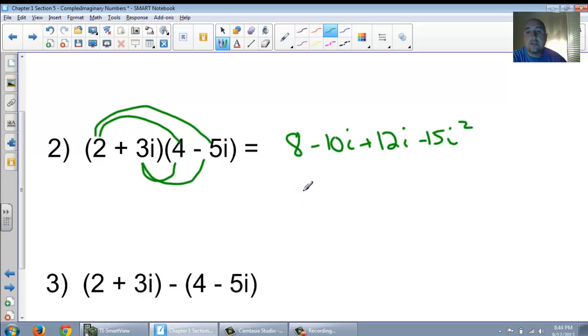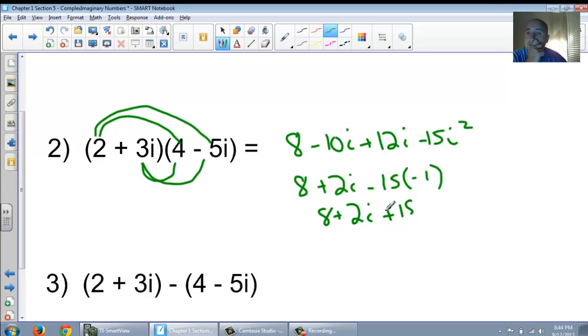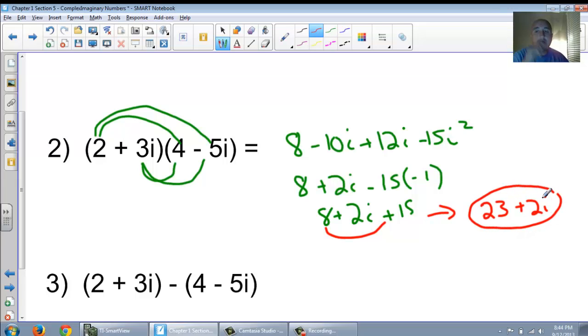Okay, so let's simplify. We have 8. Negative 10i plus 12i is 2i. And then we have negative 15 times i squared. But i squared, we have to remember, is negative 1. So what do we get? We have 8 plus 2i plus 15, because negative times a negative is a positive 15. And then we're going to write our final answer, which is 8 plus 15, which is 23, plus 2i. Okay, so foiling, that's multiplication.